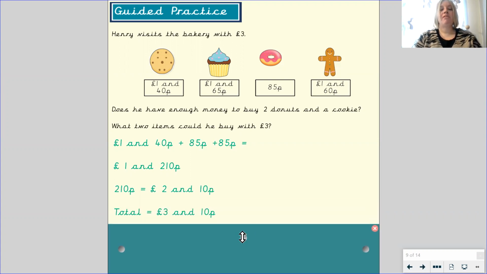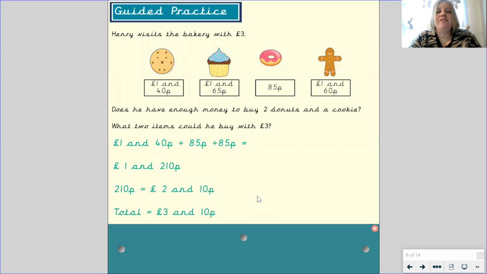The total amount is £3 and 10p, because I've added my pound from here, I've added my £2 from here, and I've added my 10p. Does he have enough money to buy the donut, 2 donuts and a cookie? No, he doesn't. He only has £3. So he would need another 10p more to have enough money.